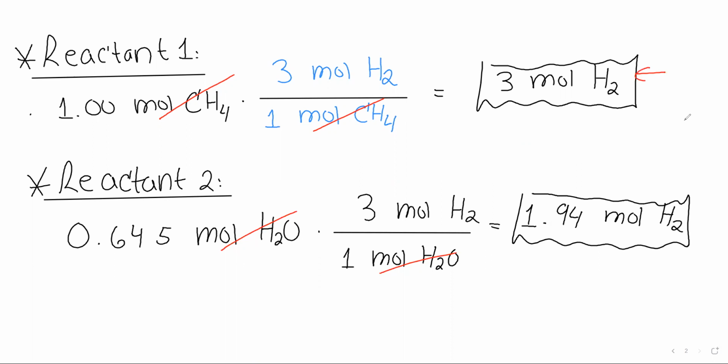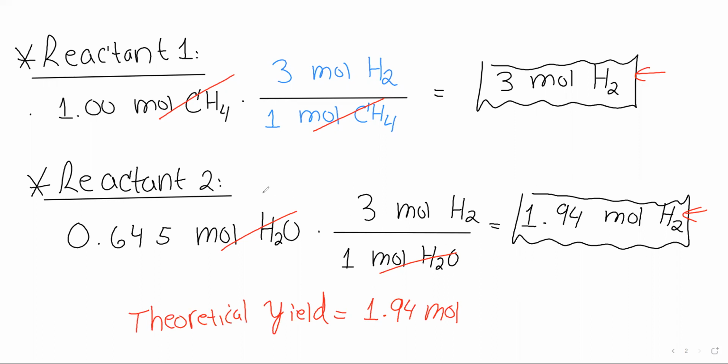And notice how we compare the numbers. Yeah, we get two answers. We get two quantities, two numbers. So the question arises, okay, which one of these amounts represents the theoretical yield? Well, that's always the smaller of the two numbers. So the theoretical yield is 1.94 moles. The smaller of the two numbers.